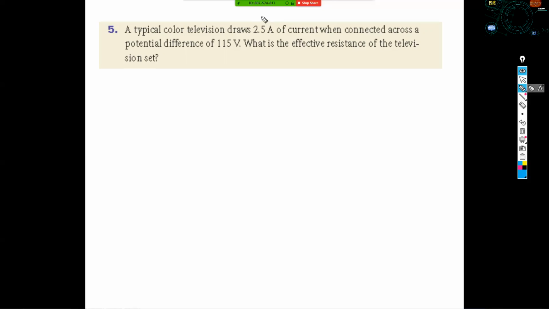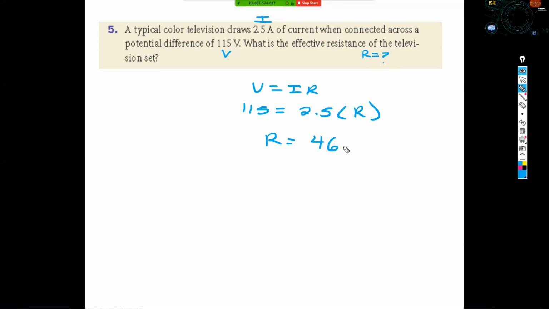All right, draws 2.5 amps. So there's your current, potential difference of 115. And what is the resistance? So 115 equals your 2.5 times your R. And so the resistance would be 46 ohms.